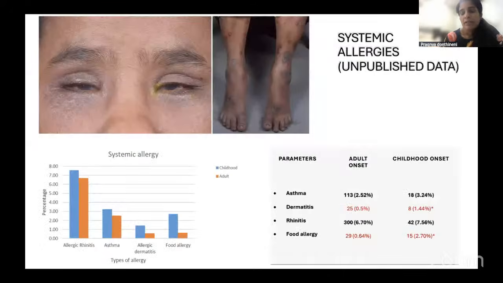But it's also very important, like we've discussed before, that there's oftentimes more of systemic allergy also. These patients can have rhinitis, dermatitis, asthma, food allergy. So it's very important to ask for a concurrent history of other systemic allergies. And this is our unpublished data from adults. We've seen that there were significant amounts of systemic allergies noted in patients.